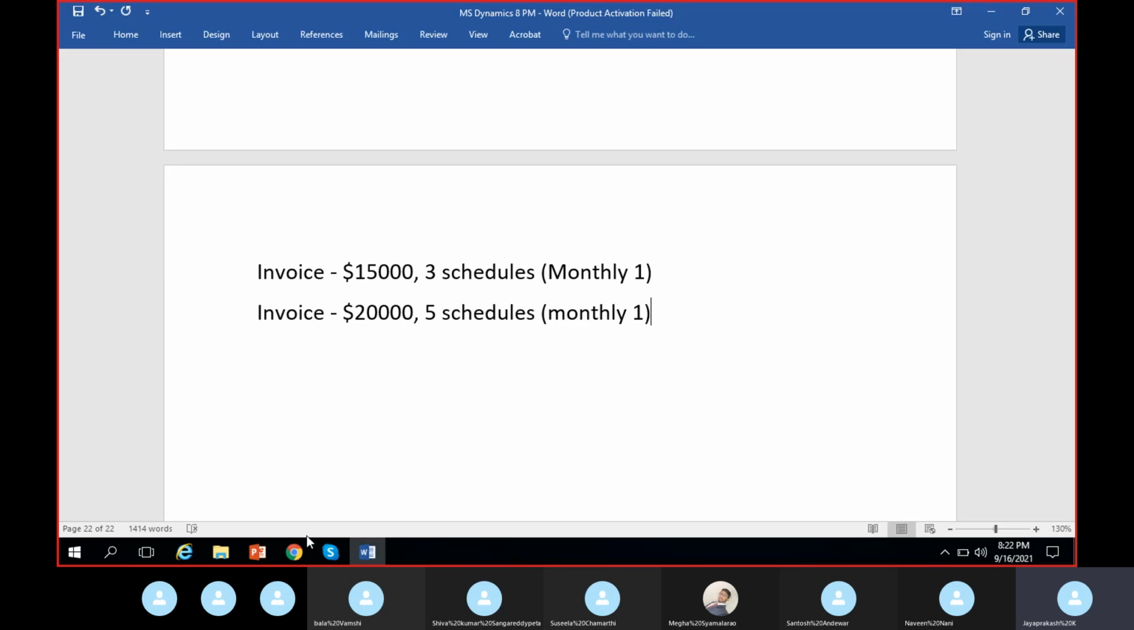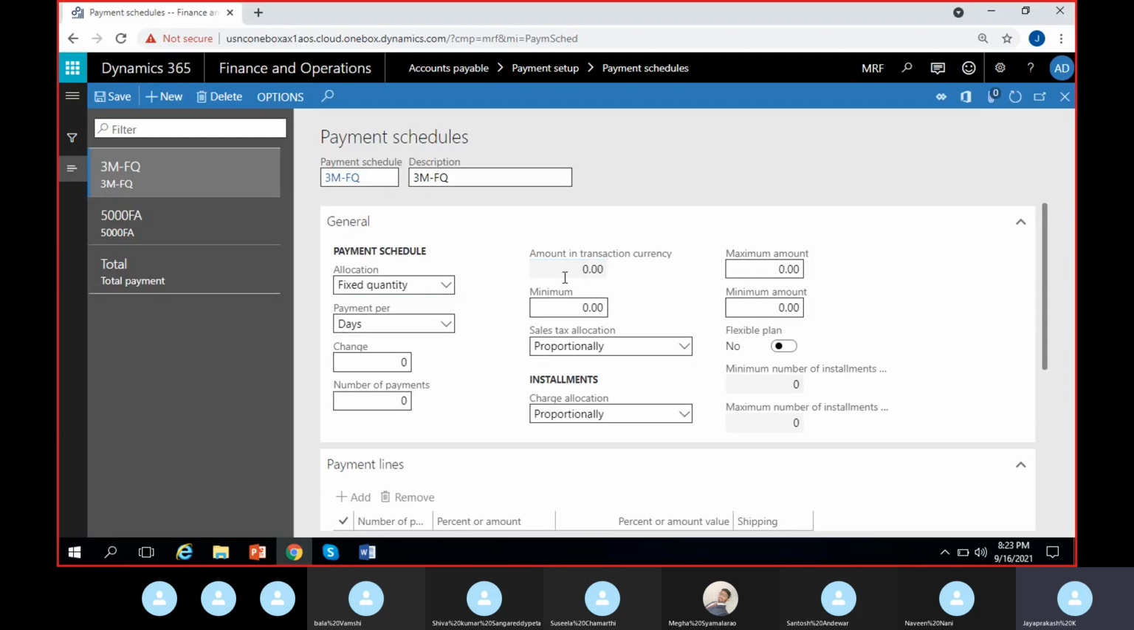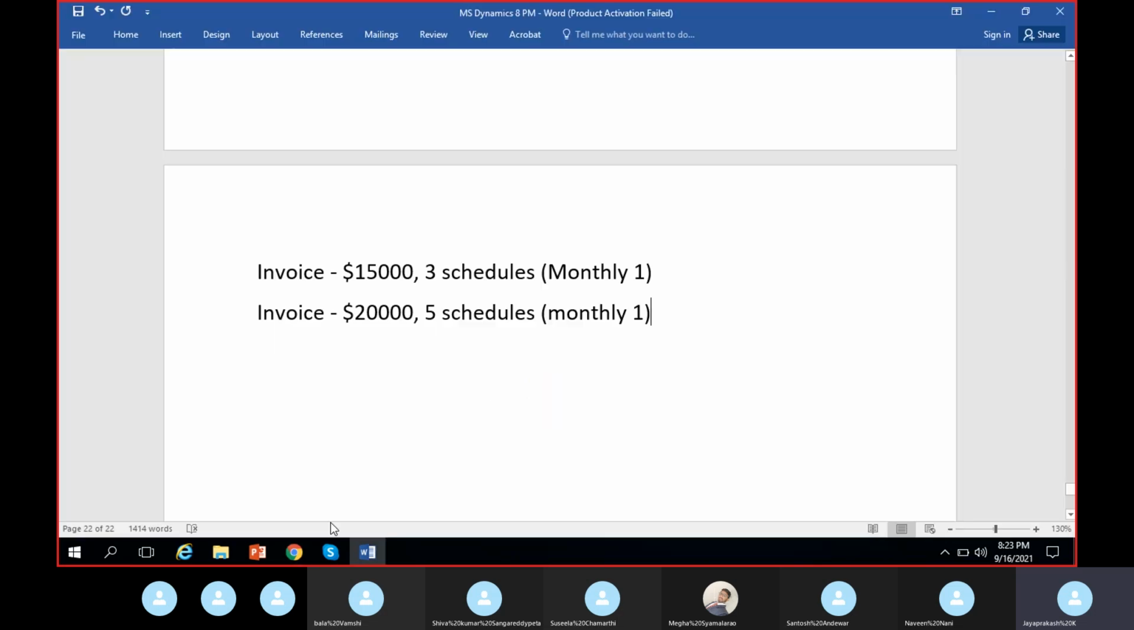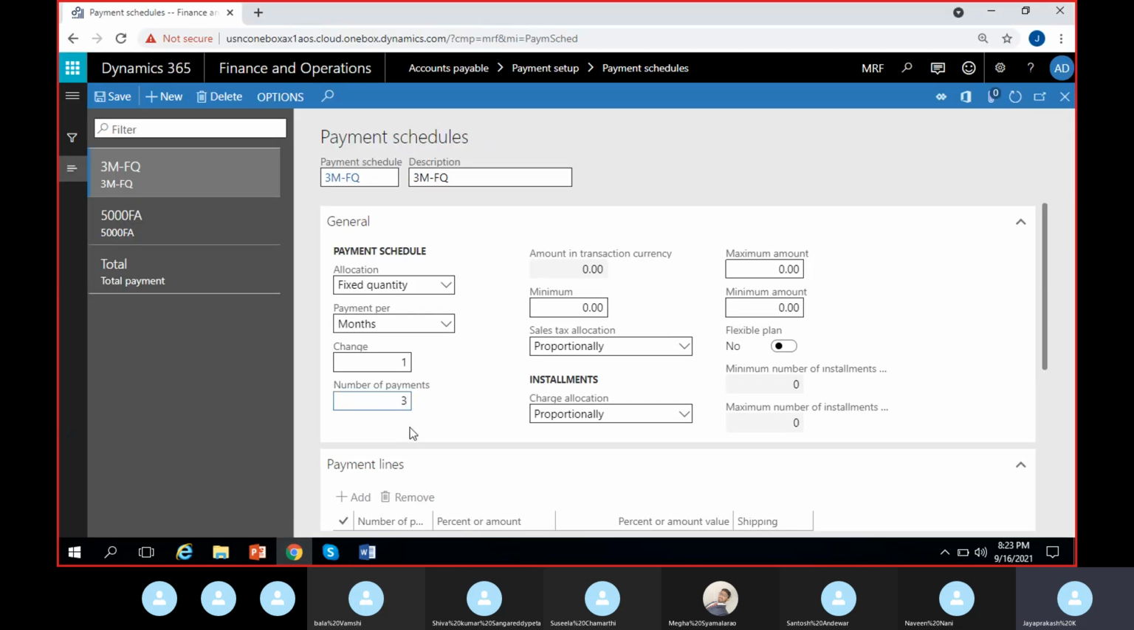But there won't be any amount here. Like the fixed amount, you don't give any amount. See, this field is grayed out. Whatever is on the invoice amount will be divided according to the number of schedules. Suppose I say payment per month, so for every 1 month I'll pay 1 payment. How many payments is it asking here? I have defined monthly. How many schedules, 5 or 3 payments? I'll say 3 payments, I'll pay for 3 months. So that's what is important here: giving the month and number of payments. I'll say three payments, one for each month.